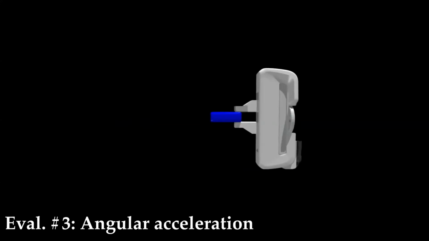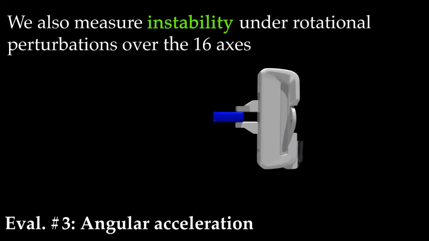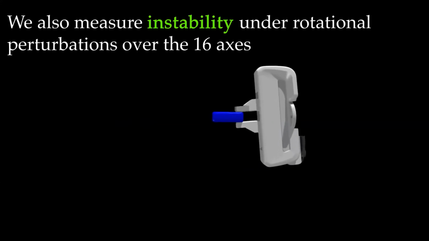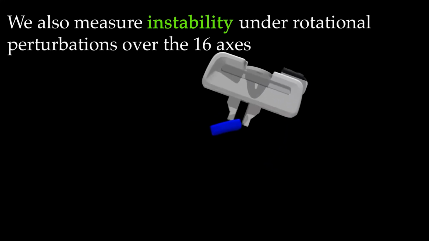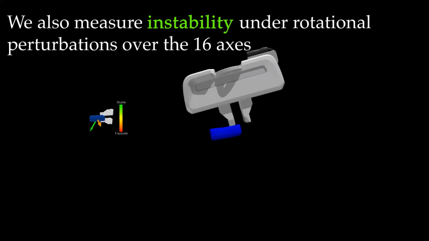The third type of grasp evaluation is angular acceleration. It's almost the same as the previous linear acceleration case, except that the gripper this time accelerates about the 16 axes rather than along them. Again, instability is recorded as the angular acceleration at which contact is lost with the object.